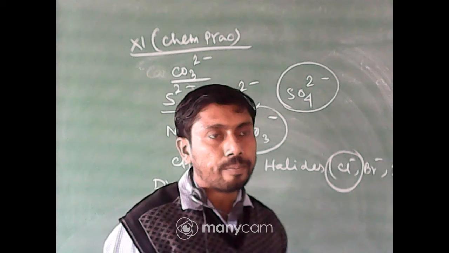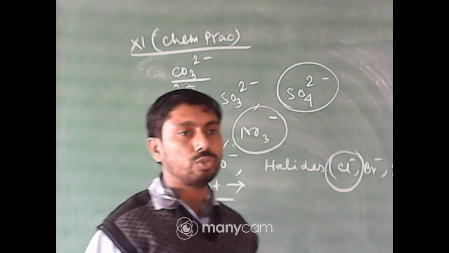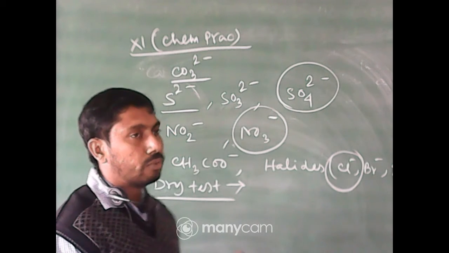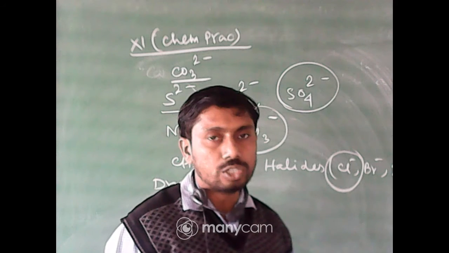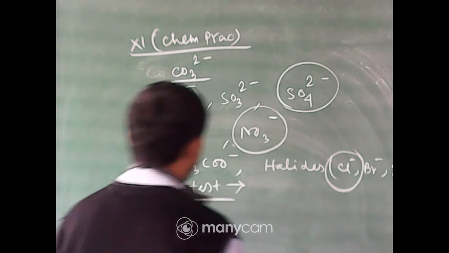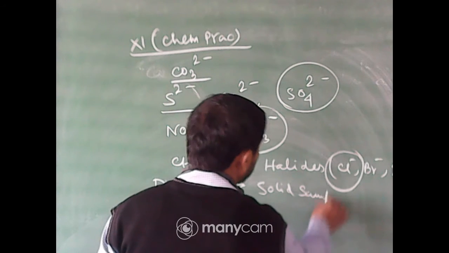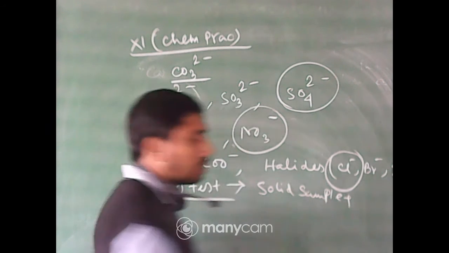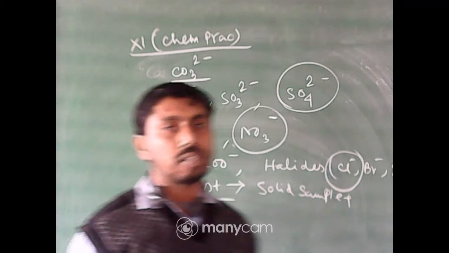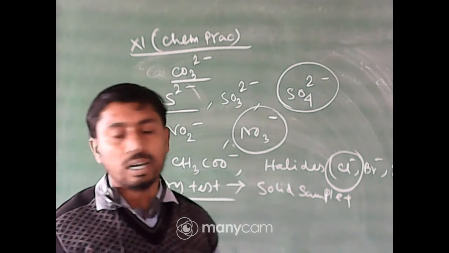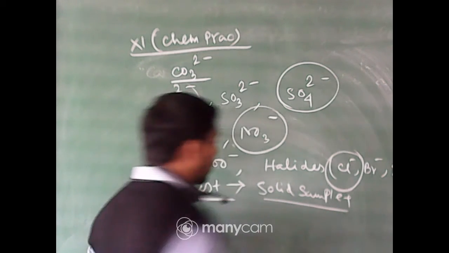If the acids we use are strong, that is concentrated sulfuric acid, we should be aware that if we are using strong acids, then basically the test tube should be dry. So, dry test, that is solid sample plus the appropriate reagent. The appropriate reagents are dilute sulfuric acid, concentrated sulfuric acid, etc.